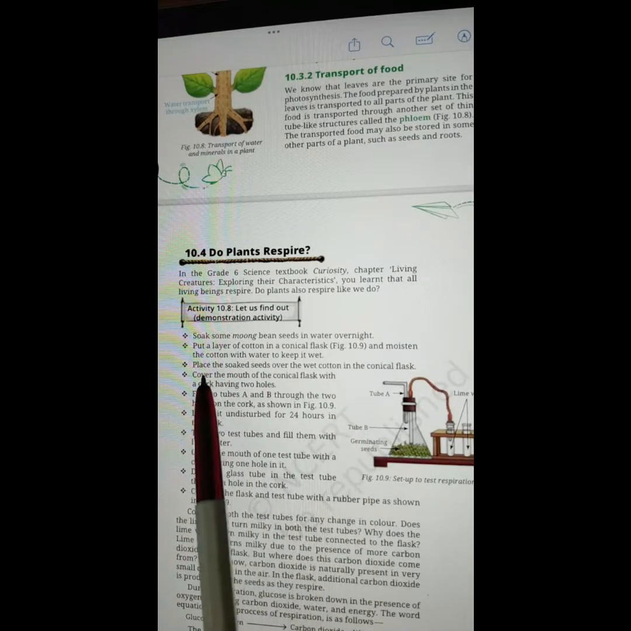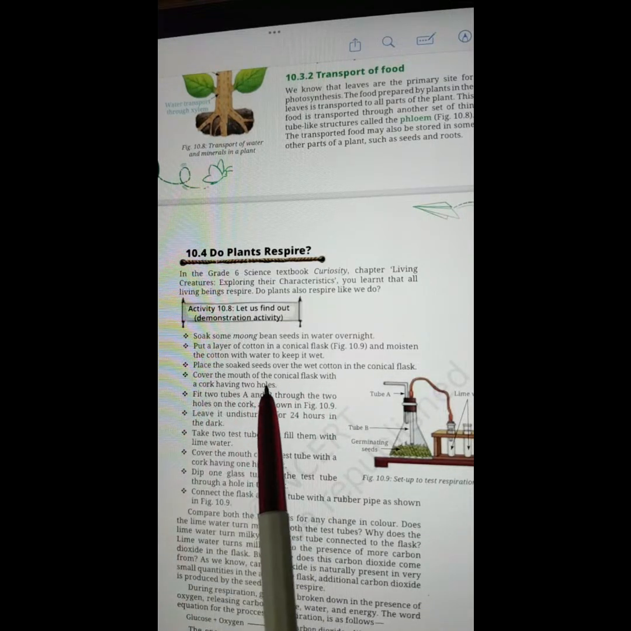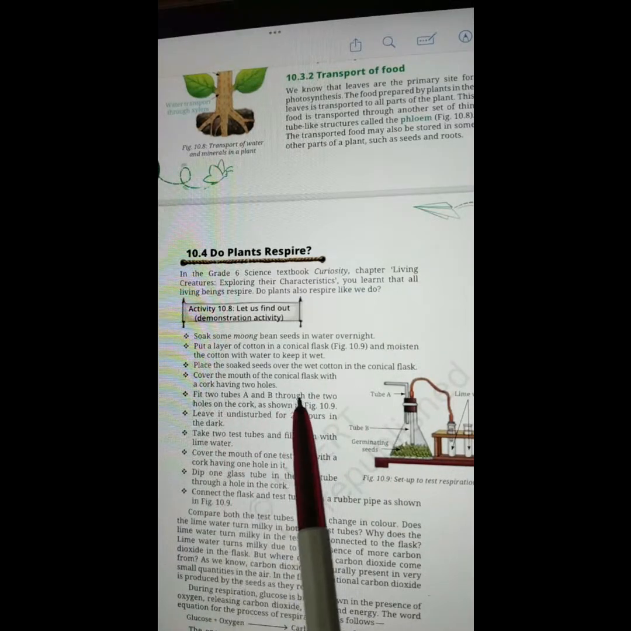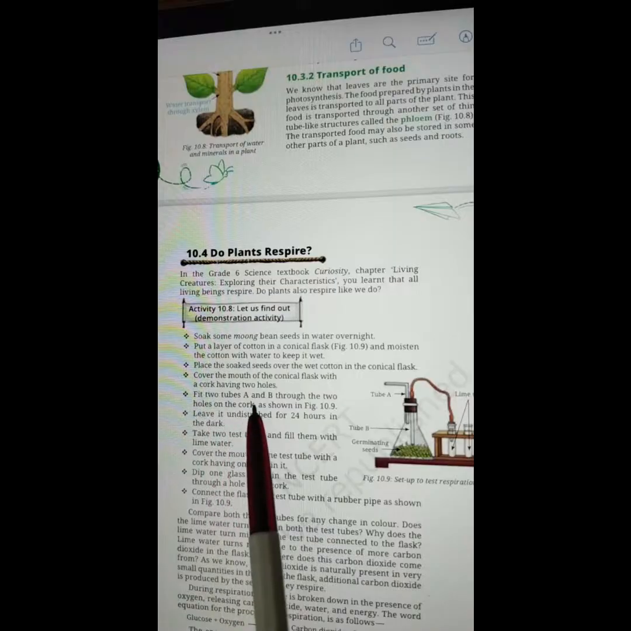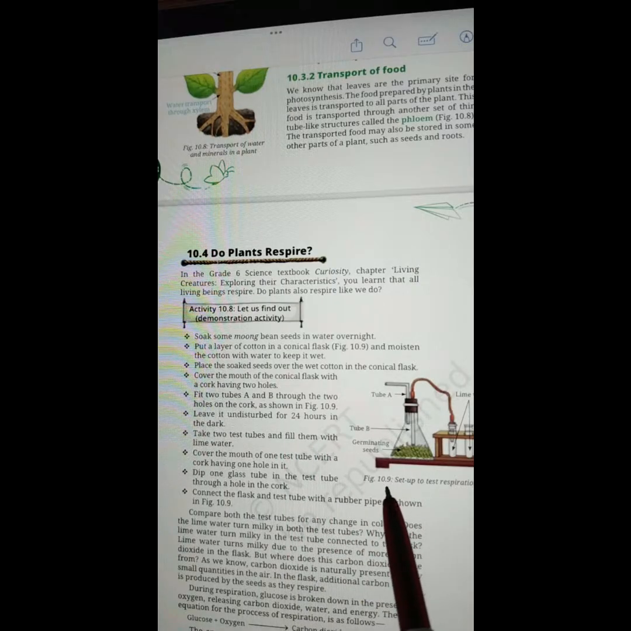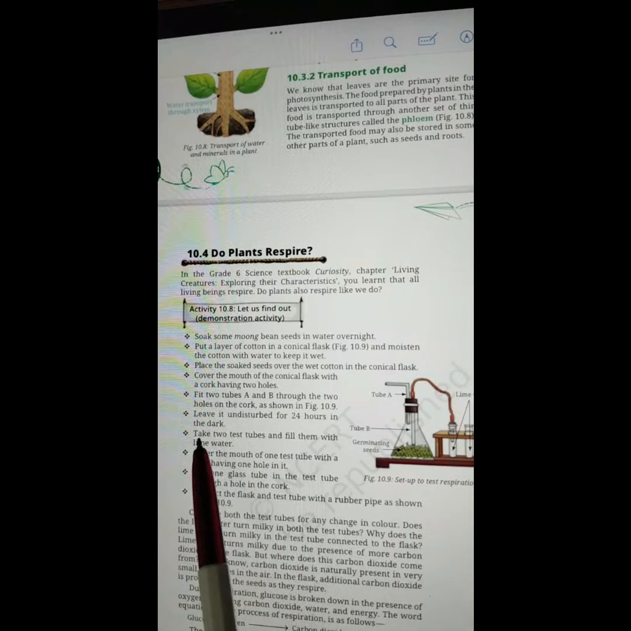Soak some mung bean seeds in water overnight. Put a layer of cotton in a conical flask and moisten that cotton with water to keep it wet. Place the soaked seeds over the wet cotton in the conical flask. Cover the mouth of the conical flask with a cork having two holes. Fit two tubes A and B through the two holes on the cork as shown in this figure. Leave it undisturbed for 24 hours in the dark.